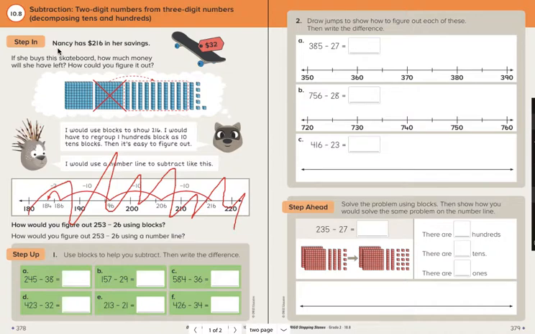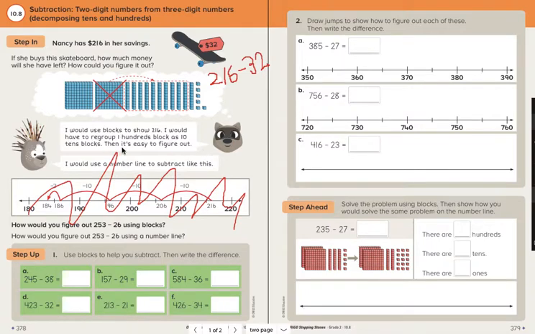So over here in the step in, it says Nancy has $216 in her savings. If she buys a skateboard, how much money will she have left? How could you figure it out? So her total amount is 216 and she's going to buy a skateboard for $32. So to figure out how much she has left over, we are going to have to take away 32. And then if we take a look here at the blocks, this is just a really good way to show you what doing it with blocks would look like.